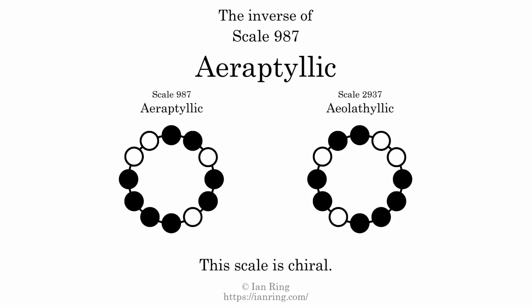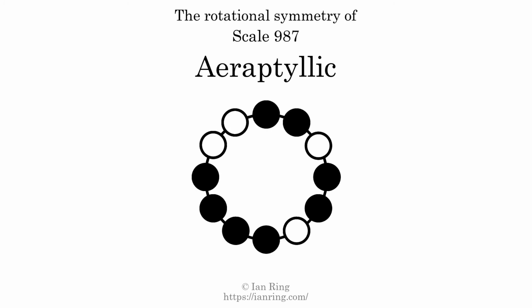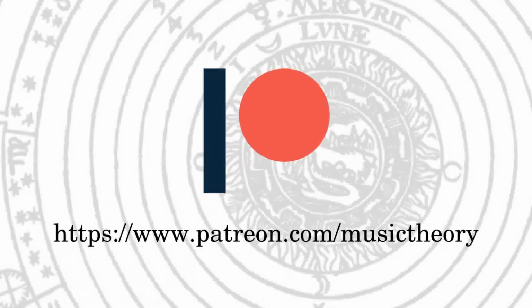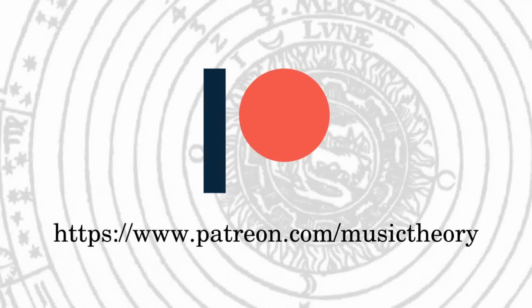The inverse of a scale is a mirror image. It is what you get when the sequence of intervals is reversed. The inverse of this scale is scale 2937, also known as Aeraptyllic. This scale is chiral. It cannot transform into its inverse by rotational transformation. This scale has no rotational symmetry. For even more detail about this scale, visit ianring.com/musictheory/scales/987.